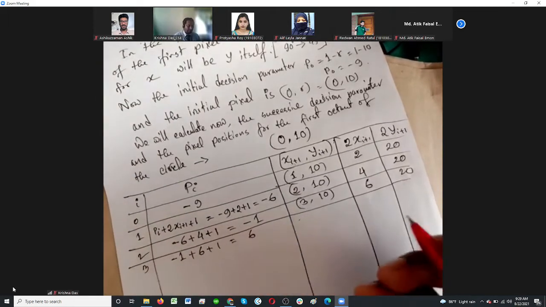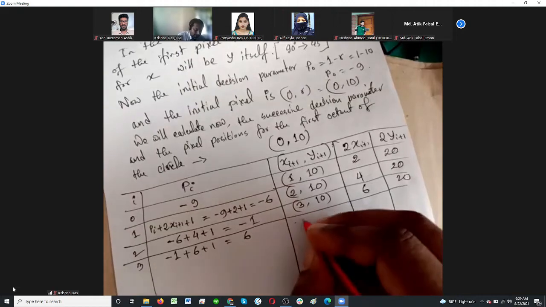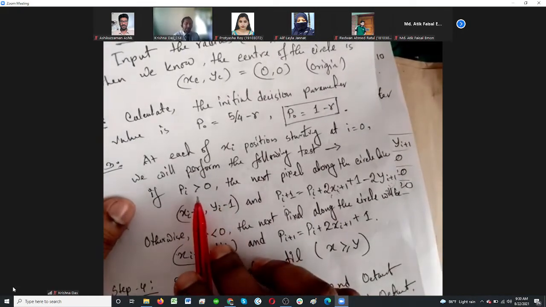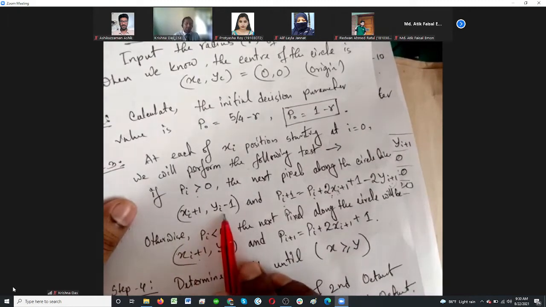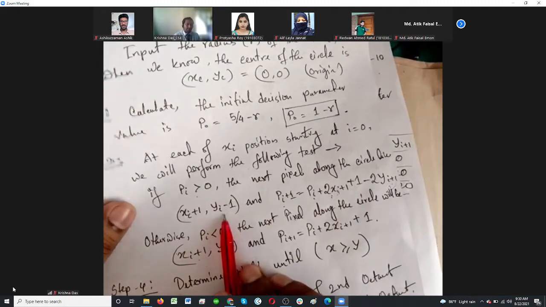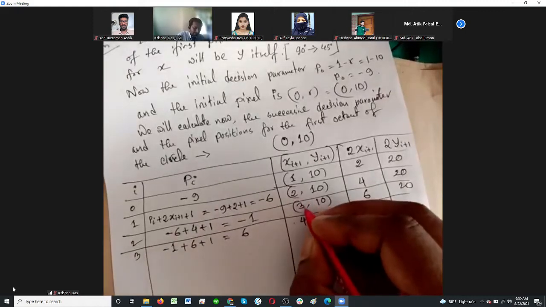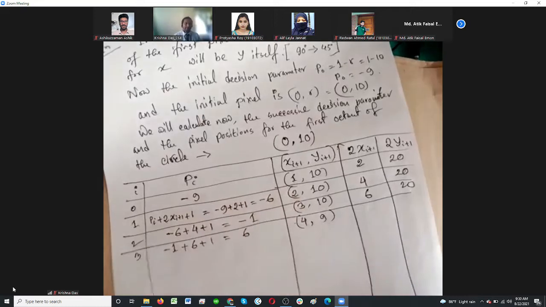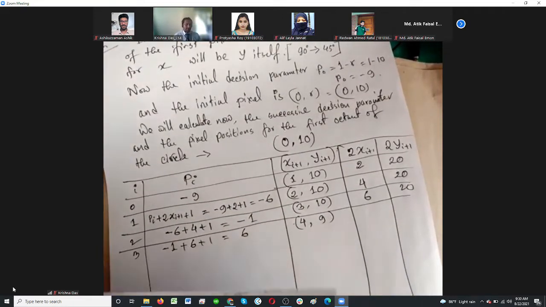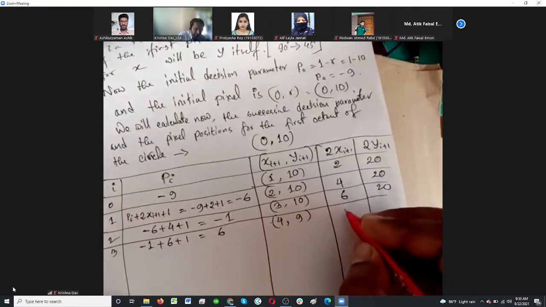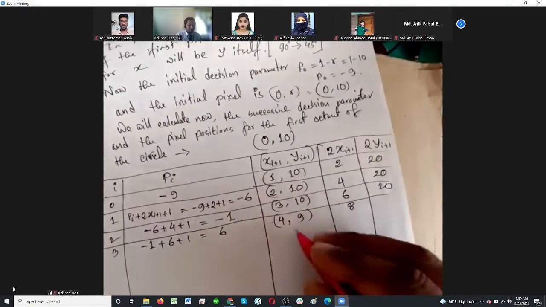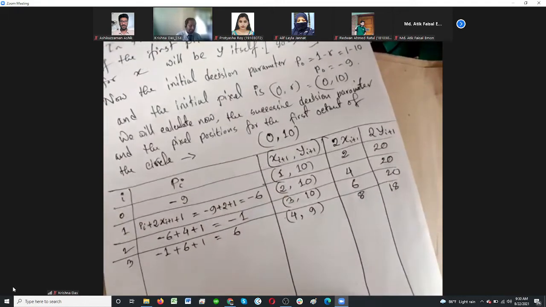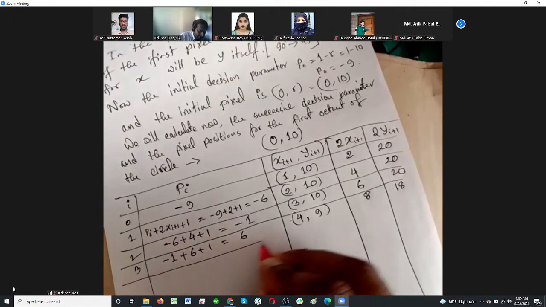And for the positive value, we got 3 is actually 4. We can see that if we get a positive, then x will be incremented, y will be decremented for the first time, so that 3 will be 4, and 10 will be now 9, decremented by 1. Okay, and the 4 is going to give you 8, 4 into 2, and 9 into 2 is 18, right? And what should be the decision parameter, the formula?